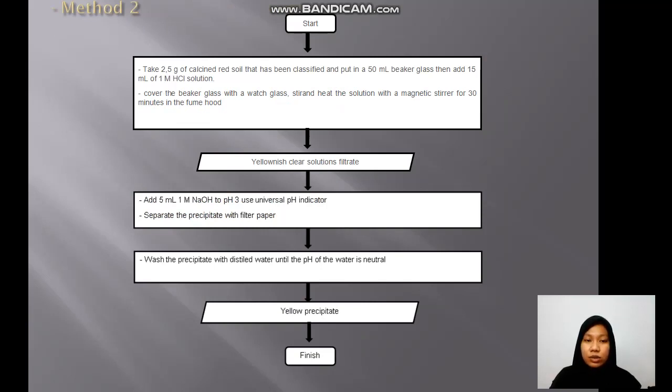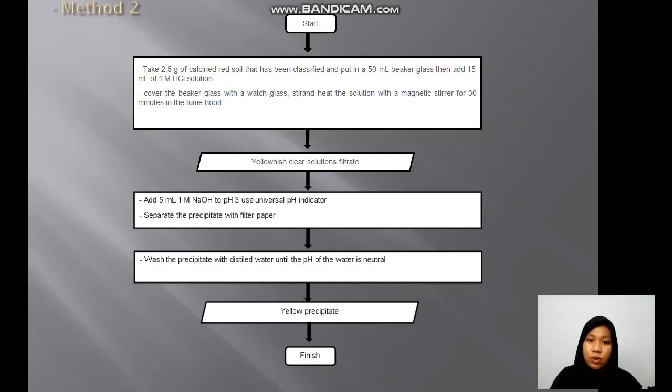Next, method 2. Start. Take 2.5 grams of calcined red soil that has been classified and put it in a 50 ml beaker glass. Then add 25 ml of 1 M HCl solution. Cover the beaker glass with a watch glass. Heat the solution with a magnetic stirrer for 30 minutes in the fume hood.